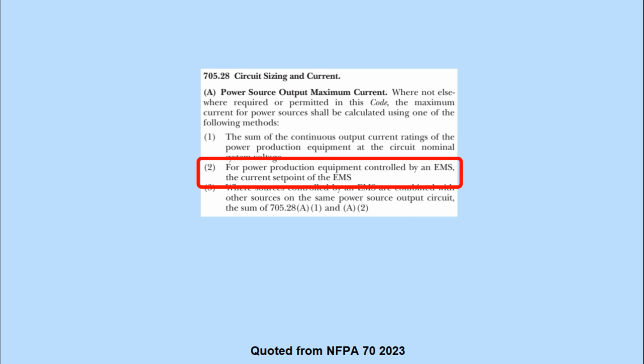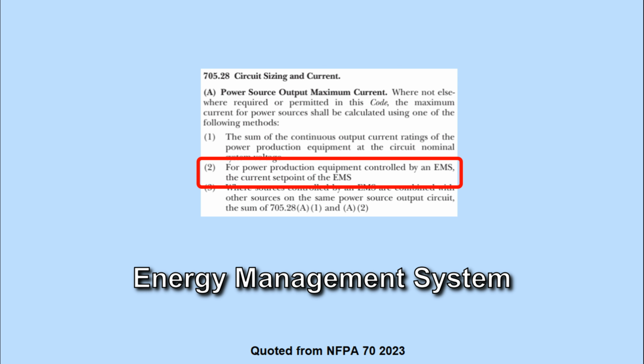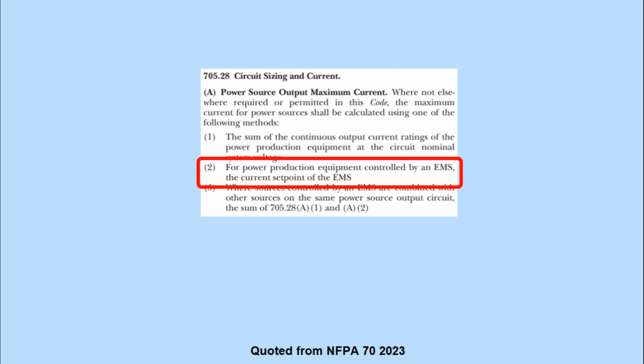2. This is where the plot thickens. For power production equipment controlled by an EMS, the current set point of the EMS. An EMS is an energy management system. It's an electronic control system that tracks the loads and current output of the system and automatically limits the output current of the source. In this case, the inverter output is limited.